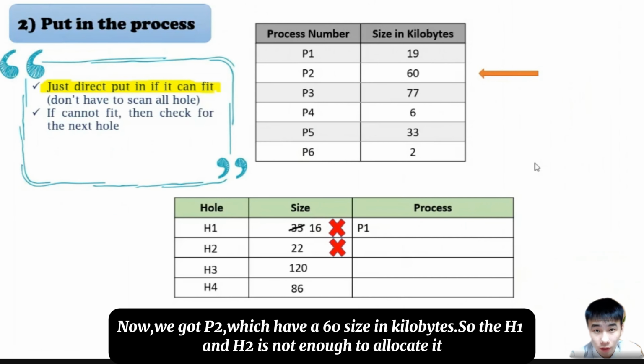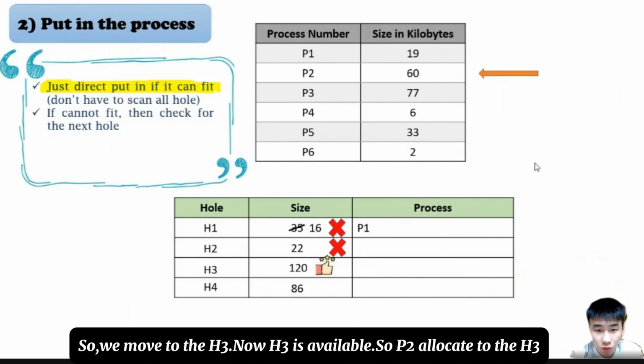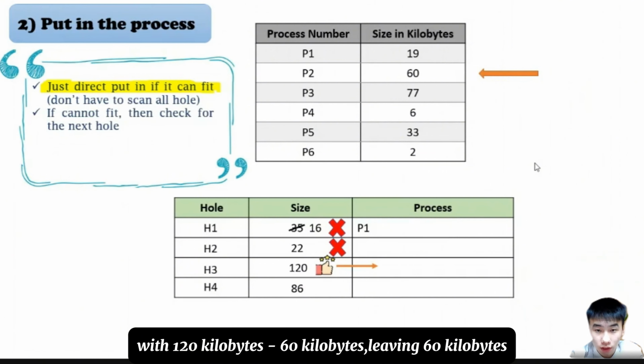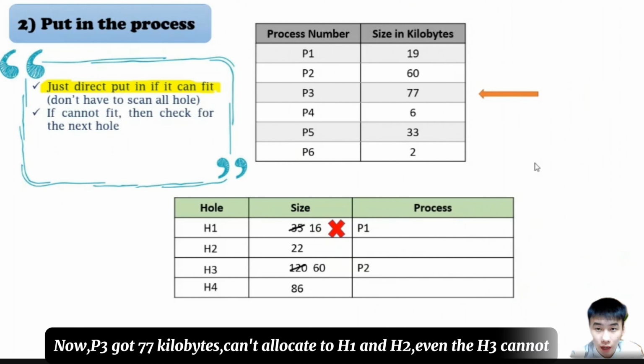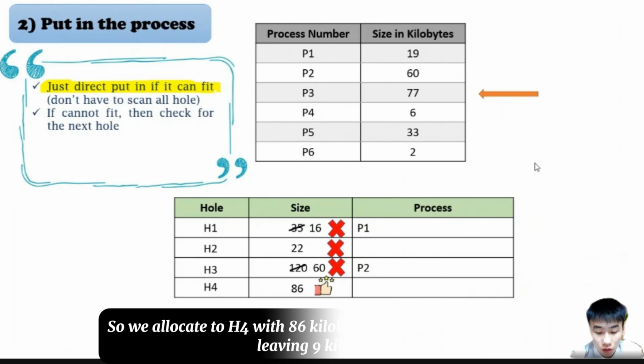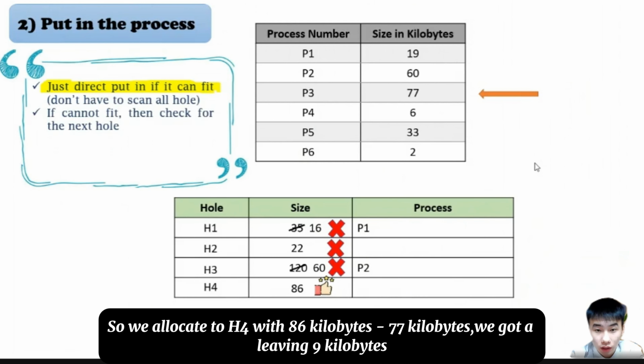Now we get P2, which has a size of 60 kilobytes. H1 and H2 are not enough to allocate it, so we move to H3. Now H3 is available, so P2 is allocated to H3 with 120 kilobytes minus 60 kilobytes, leaving 60 kilobytes. Now P3 is 77 kilobytes. It cannot be allocated to H1, H2, or even H3. So we allocate it to H4 with 86 kilobytes minus 77 kilobytes, leaving 9 kilobytes.